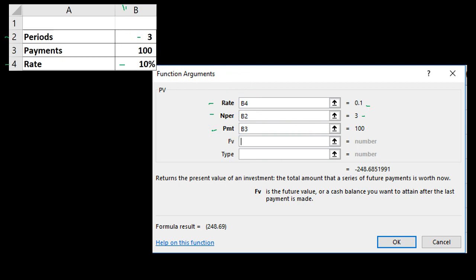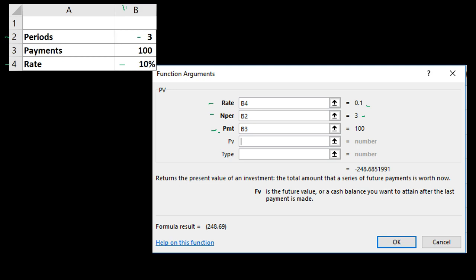Now, last time we didn't use the payment amount because we weren't doing an annuity. We were present valuing 1. We put a 0 here, and then we used the future value. If we were present valuing 1 item, that's what we did. We put a 0, and then we go down here. But the payments are there for an annuity. This is an annuity. We're going to be making payments.